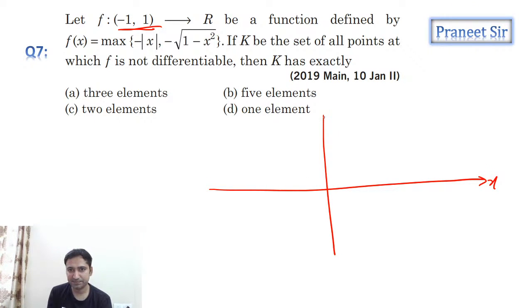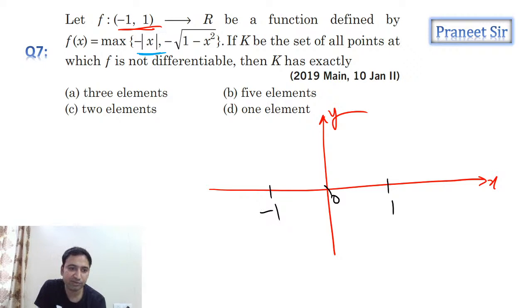This is x-axis. This is y-axis. And this is 0. And this is a minus 1. And this is plus 1. Right. First, let's draw the y is equals to minus mod x graph. Mod x graph, you know. What is mod x graph, guys? Mod x graph should be like this. Correct or not? It should be like this. Minus of mod x means what? Exactly opposite side. So always negative. So it will be like this. Clear now? It should be like this.